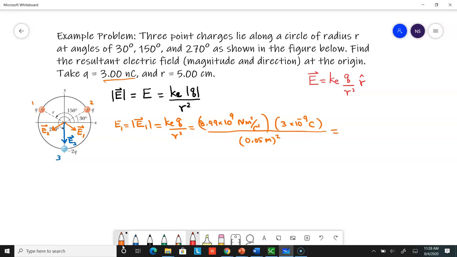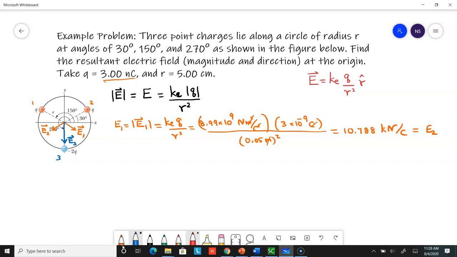And when you calculate it, this will come out to be something like 10,788. So I'll write it as 10.788 kilonewtons per coulomb, right? Make sure the units work out, right? Newtons per coulomb. And as we have seen, that's also the same as the expression for the electric field from Q2. So this is really equal to E2 as well. They have the same magnitudes.